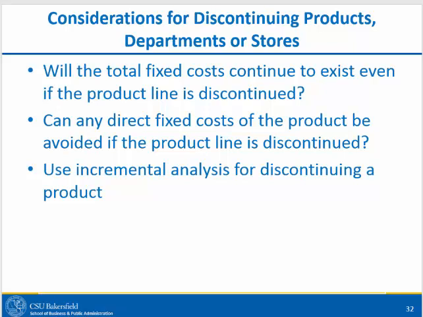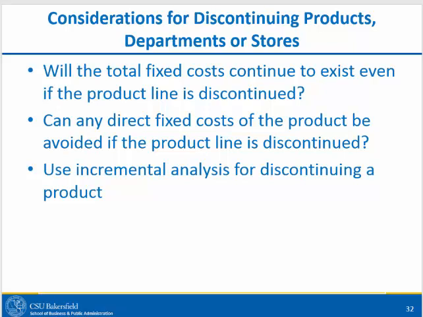So the first question is, will the total fixed cost continue to exist even if the product line is discontinued? Back to the question, if I discontinue air cleaners, will the fixed costs associated with the air cleaners continue to exist or not? Second question is, can any direct fixed costs of the product be avoided if the product line is discontinued? That's a very important question, because whether the fixed cost exists or can be avoided will definitely play a role.